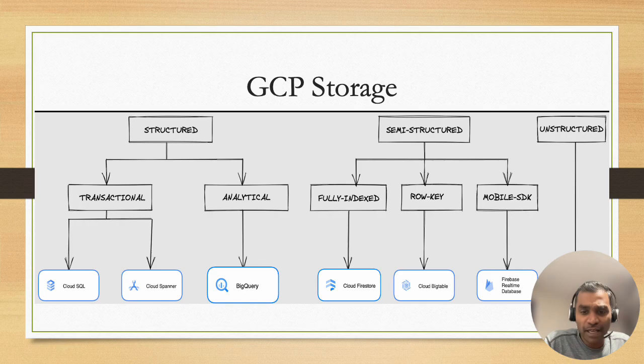Unstructured data can be stored in Cloud Storage, that is called a GCS bucket. So this is how they classify the types, and these are the tools we can use in GCP storage. We are moving to the next lifecycle, analysis and process.